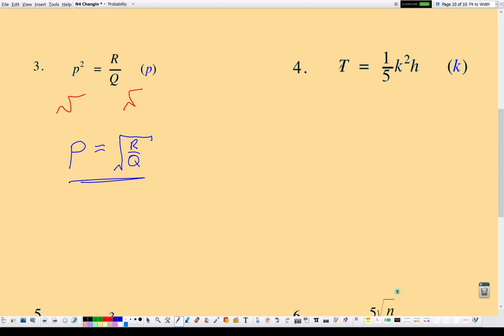In example 4, we've got t equals 1/5 k squared h, and we want to get k to be the new subject. Okay, so copy that down. Then let's go for it.